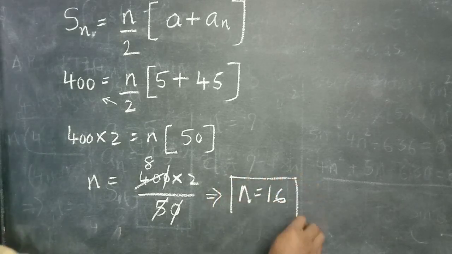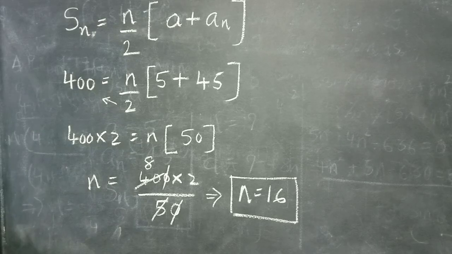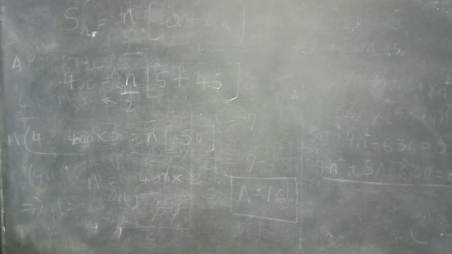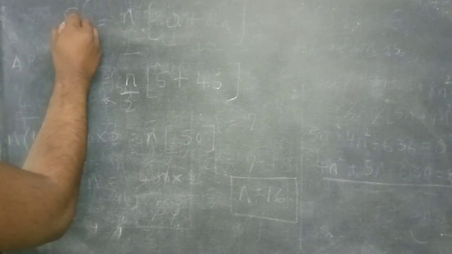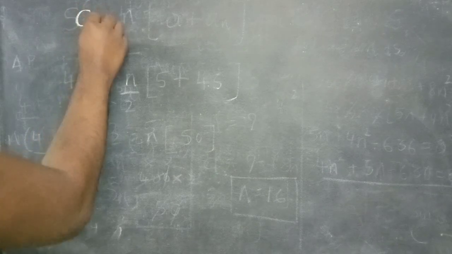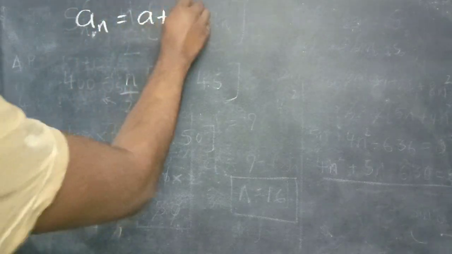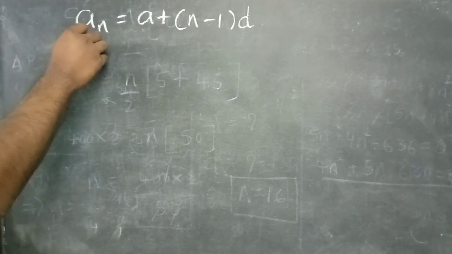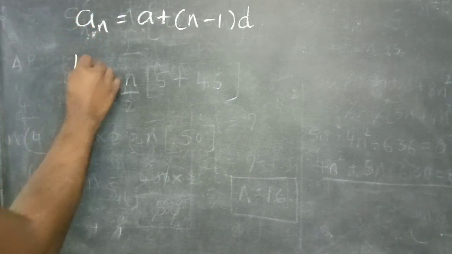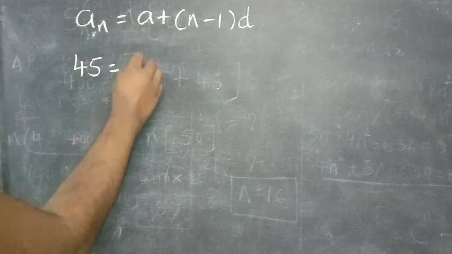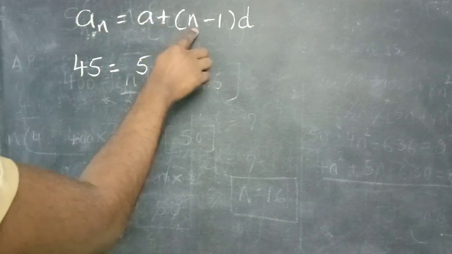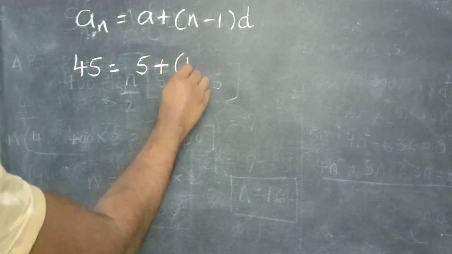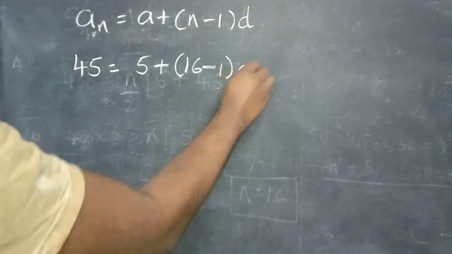The value of n is what? 16. Now we need to find out the value of d. To find the value of d, I use the nth term formula of an AP, that is an equals a plus n minus 1 into d. What is the value of an? The nth term is 45, which is equal to the value of a, 5. Then what is the value of n? What we have found is 16. 16 minus 1 into d.